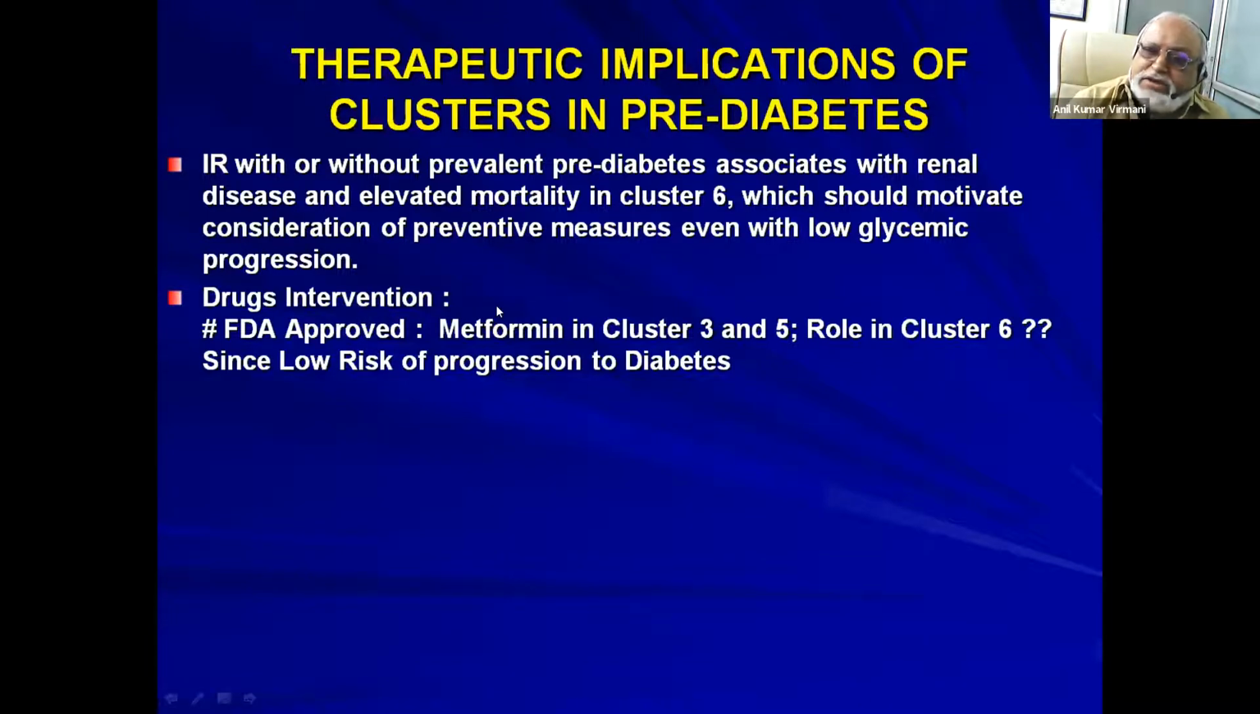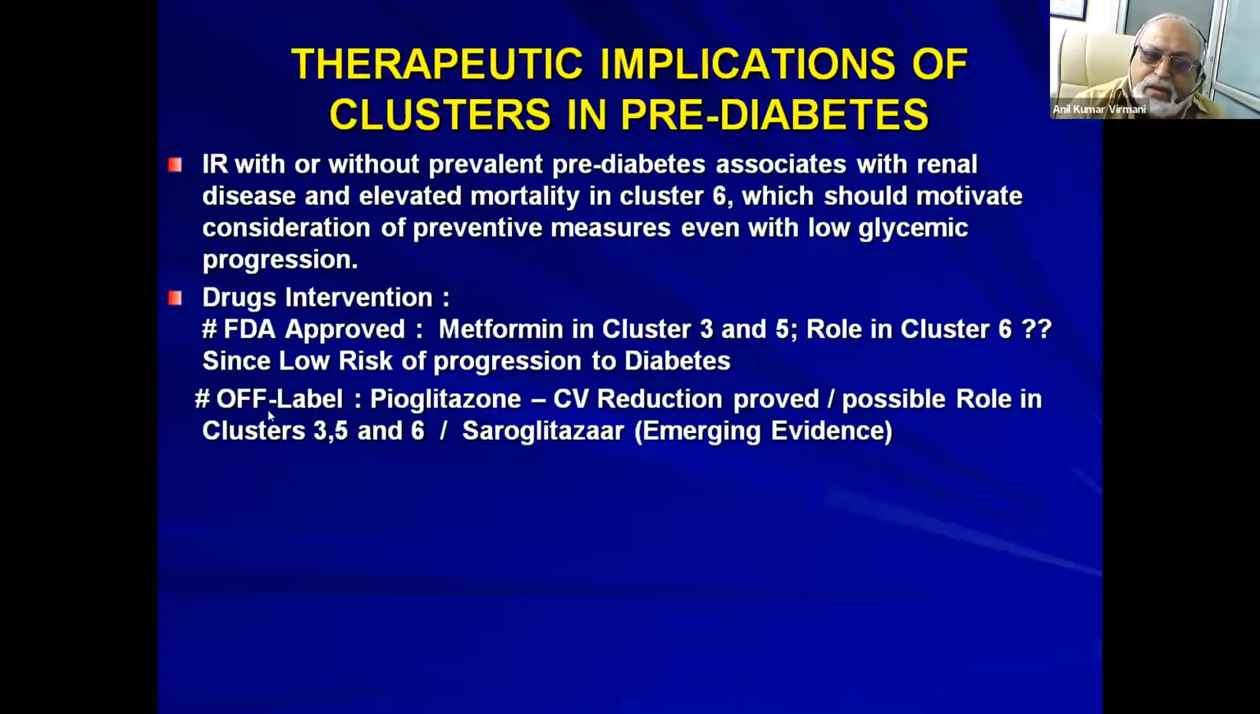Now, what are the drugs that can be used in prediabetes? The only drug approved so far by the FDA is metformin. So metformin in cluster 3 and 5, definitely, because they have high risk of progression to diabetes. But in cluster 6, the use of metformin may be doubtful because of low risk of progression to diabetes. But let us look at some of the off-label drugs, which are very good but not yet approved.